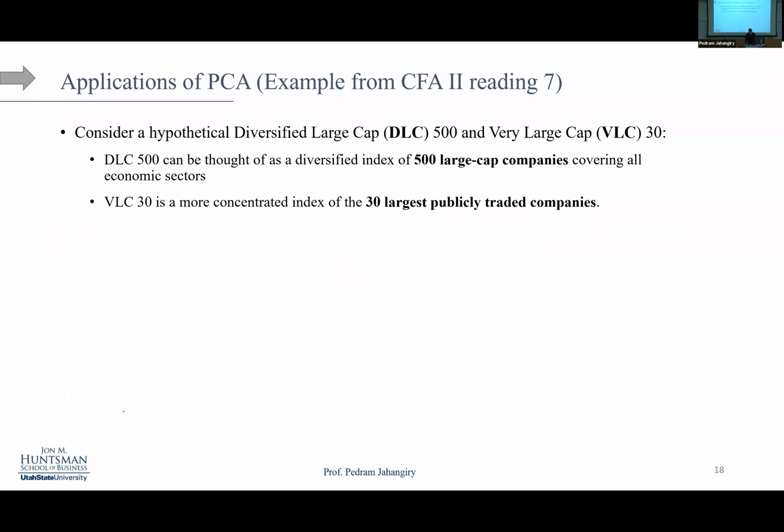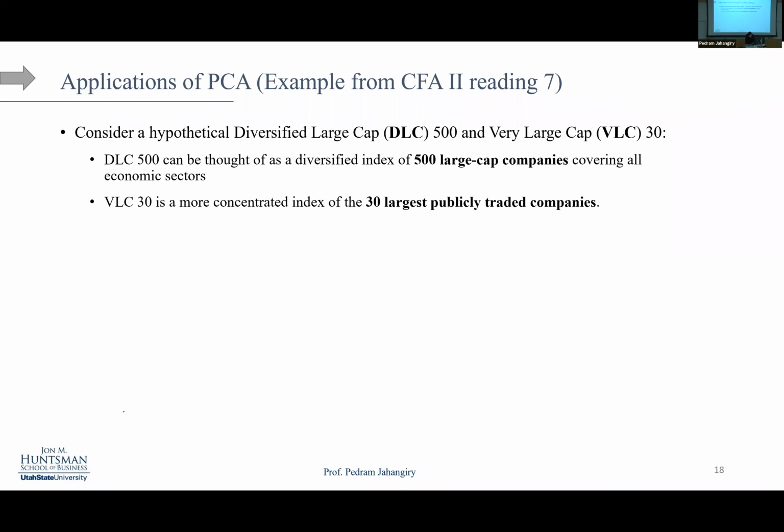Okay, now I'm going to go over one of the applications, and we're going to stop here. This is actually one example from the text from the CFA reading, which is really, really interesting. Consider a hypothetical diversified large cap portfolio.